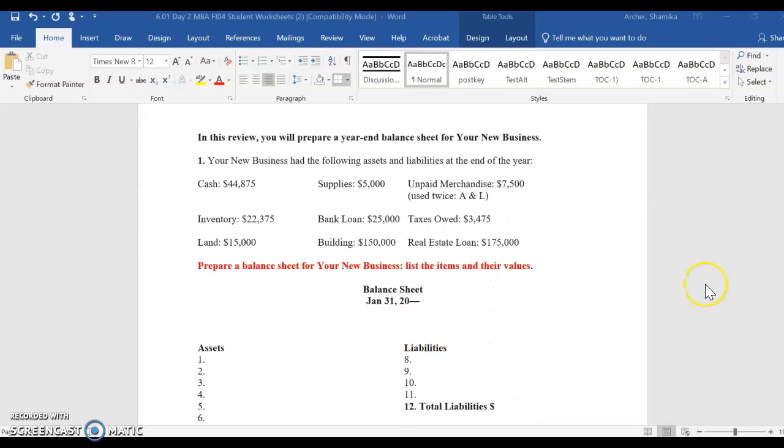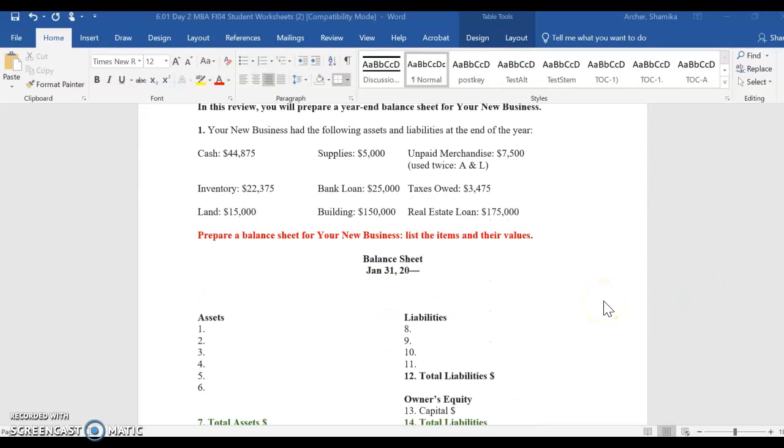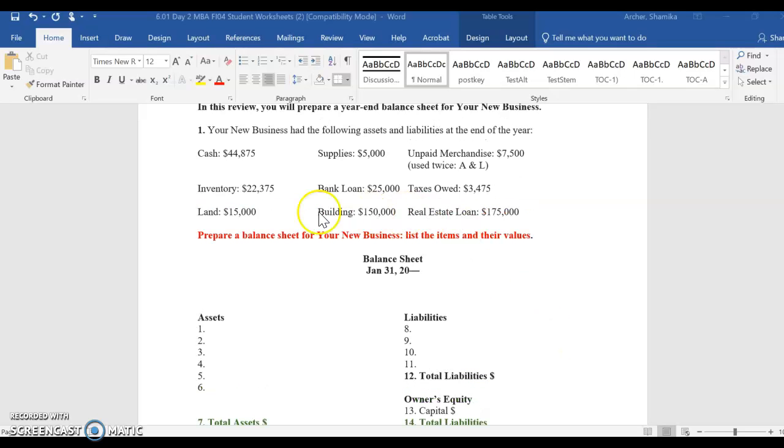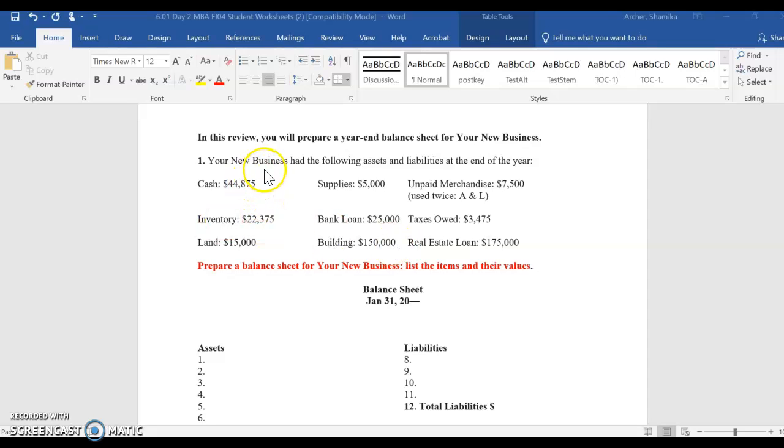Now the fun starts down here at the bottom. You're going to have to do your own balance sheet down here. So they've already given you the balance sheet, and I apologize if it looks a little bit different. I'm pulling it up in Microsoft Word, so I know Google Docs is going to be a little bit weird. And so they give you the balances for this business. They give you cash is $44,875. They give you supplies is $5,000.